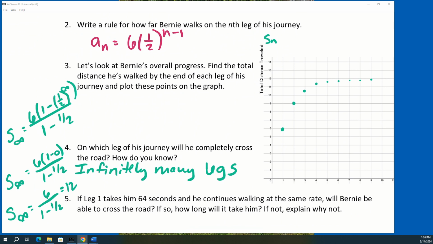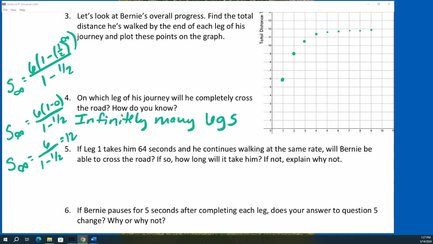All right. So I'm just going to skip number 5 and 6. It's fine if you did them, it's okay. If not, I don't think they're that important for the grand scheme of the lesson, which is just using that infinite formula.